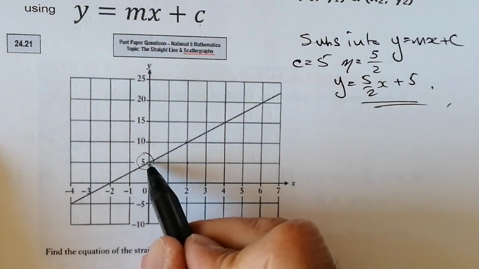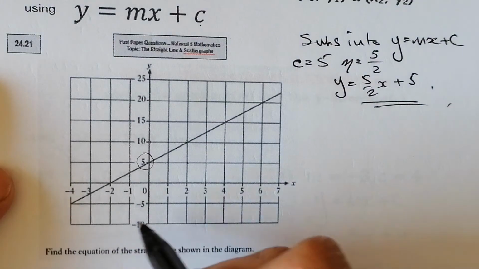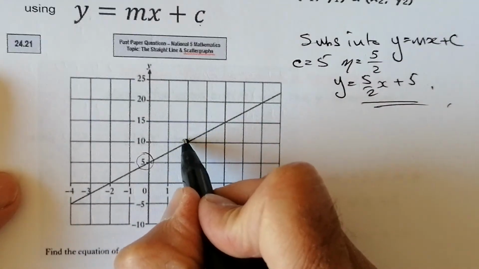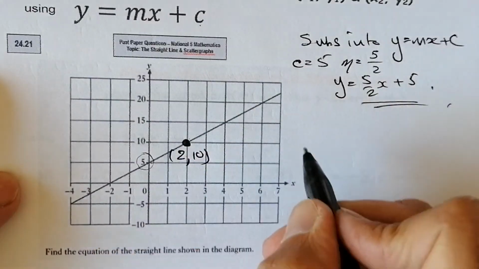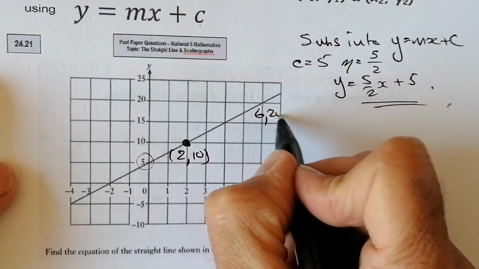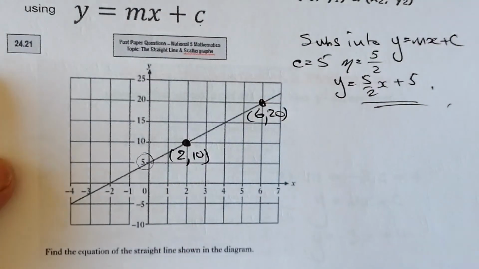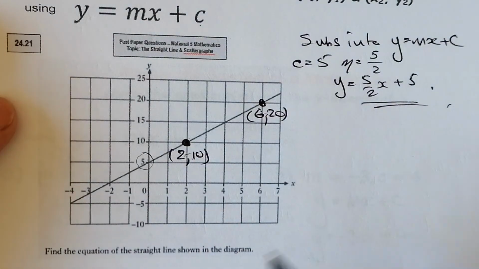Sometimes it's not as easy as that, and we can't see where this point in here is, so we wouldn't be able to use that one. But what we could do is pick 2 other points. We could pick that point there, which is (2, 10). And we could pick another point like (6, 20) that's here, and we could go ahead and work out the gradient based on that and work out our c value.